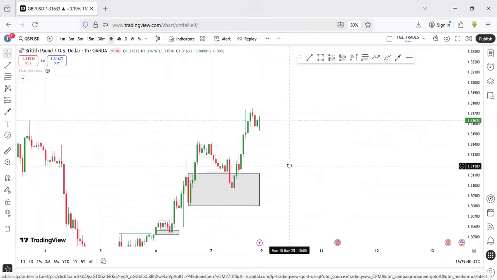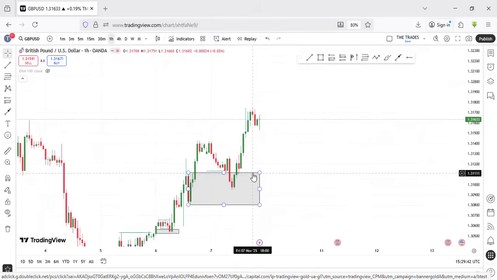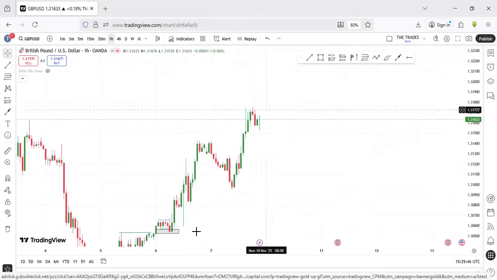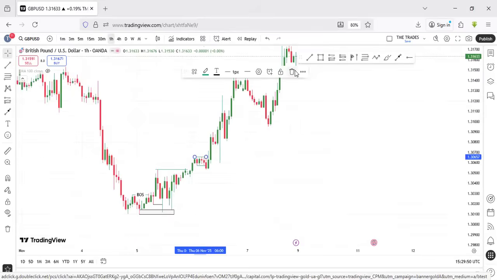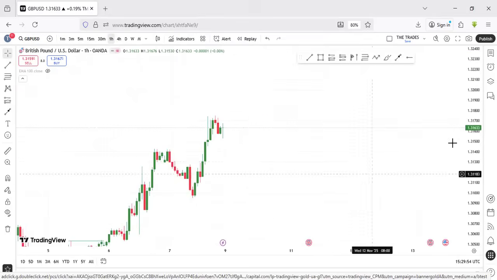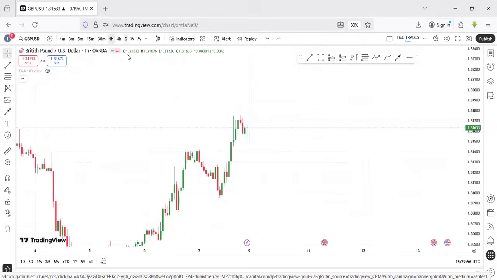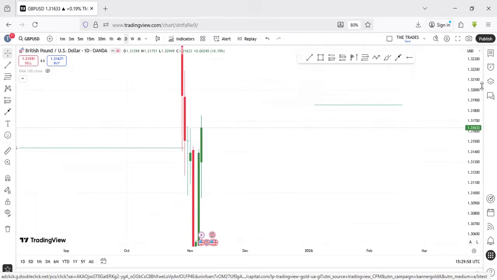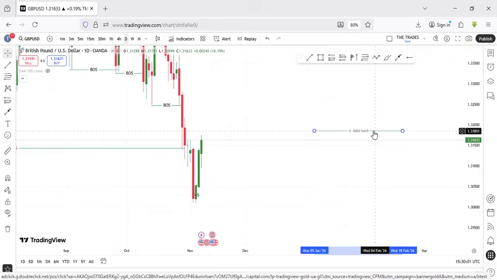So what are we expecting now? We already know, let's quickly delete this, that we're expecting more bullish continuation, right? So what are we going to do now? We look for more bullish opportunity. When you look at it right now, let's go to daily. Let's start from it because I think we have some certain things on daily.